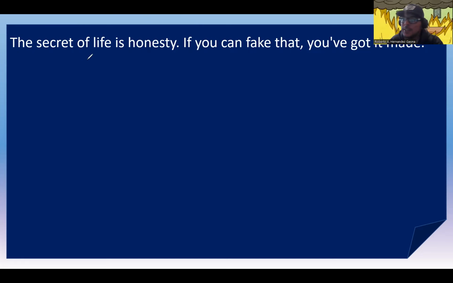So we have: The secret of life is honesty. This is a complete idea, so it is an independent clause. Now we have another one right here. Well, I'll just remove this so it does not get in our way. We have this: If you can fake that. This is a dependent clause. How do I know? Well, it does have a subordinating conjunction right there in "if." And lastly, we got: You've got it made. So this is an independent clause.